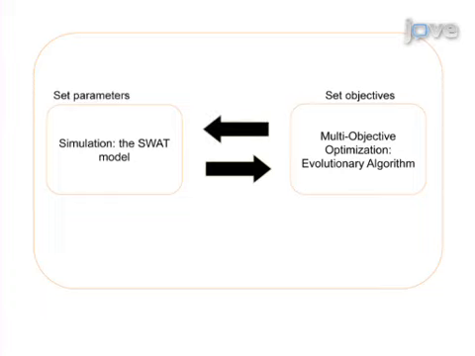Next, selection of parameters controlling optimization is done in order to perform multi-objective optimization. These two components, simulation and optimization, are integrated into a simulation optimization system called Genetic SWAT.